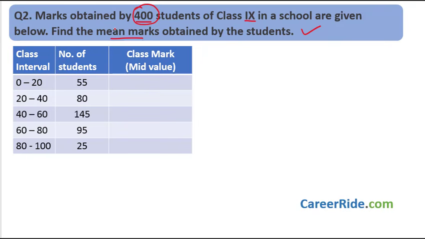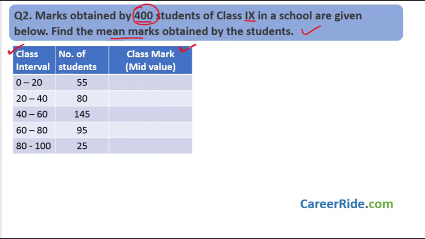How to avoid the longer calculations and get the answers in a quicker way? I'll explain it with a very easy and simple method, a new method that I'm going to introduce with this question. So please pay attention. Now see, in column 1, you are given the class interval, that is 0 to 20 marks, 20 to 40 marks, 40 to 60 marks, and the number of students who scored marks in this interval. So 55 students scored between 0 to 20, 80 students scored between 20 to 40.